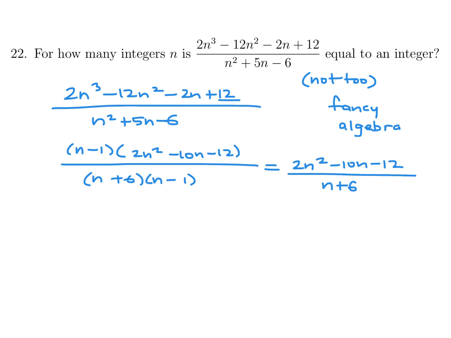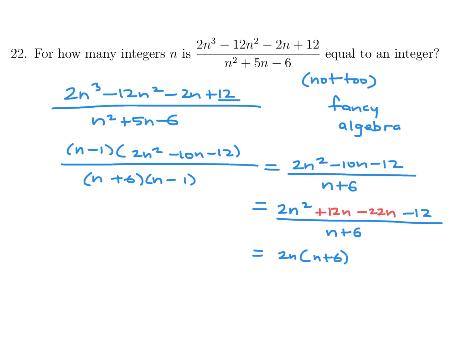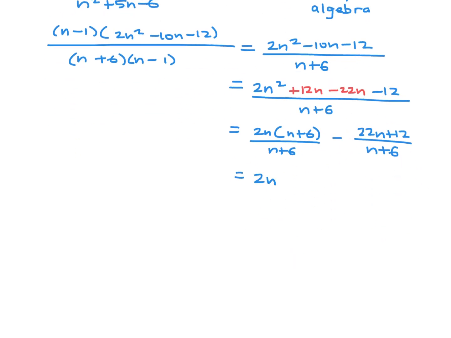So now this is what we do with the fancy algebra. So we want to break this up. So what we'll do is we'll put 2n squared, and that minus 10n, we break it up into plus 12n minus 22n, and then this minus 12 we'll leave alone for now. So 2n, that allows me to factor this into n plus 6, that's over n plus 6. And then this minus 22n plus 12 over n plus 6, like that. So that's helpful because that now allows me to cancel out that n plus 6. And that's the whole purpose of that fancy algebra.